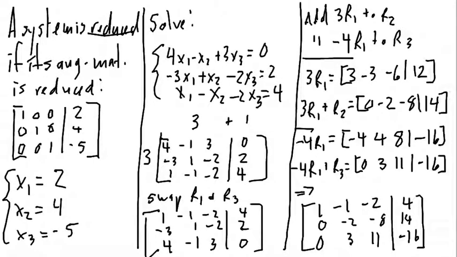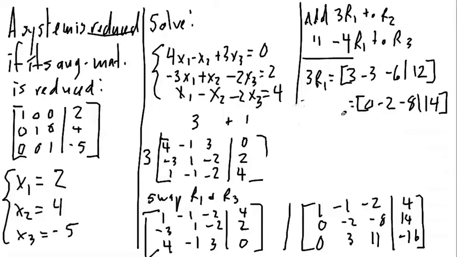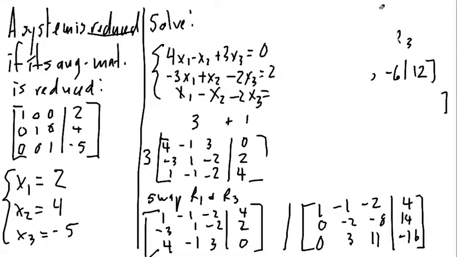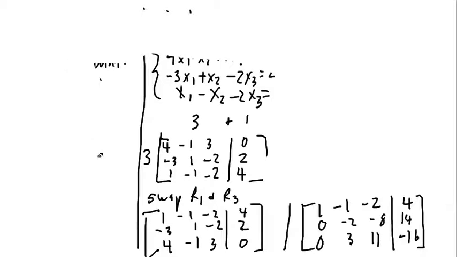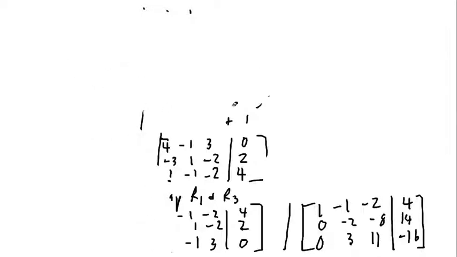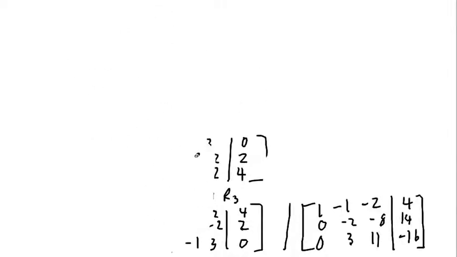Okay, let me take a second to erase this while discussing what we're going to be doing next. The next thing we want to do is look at the second row. To get it reduced, we need the first number in the second row to be a 1. But right now the first number in the second row is -2.